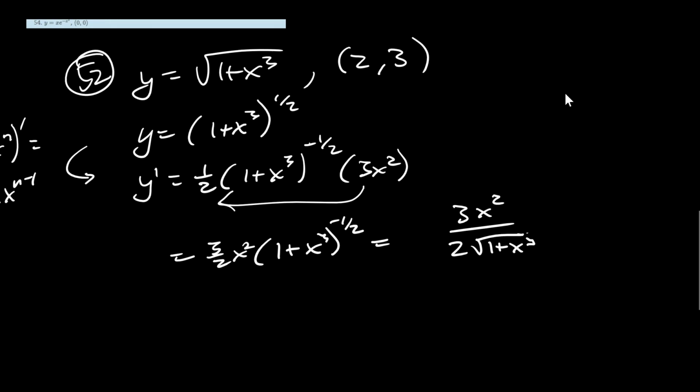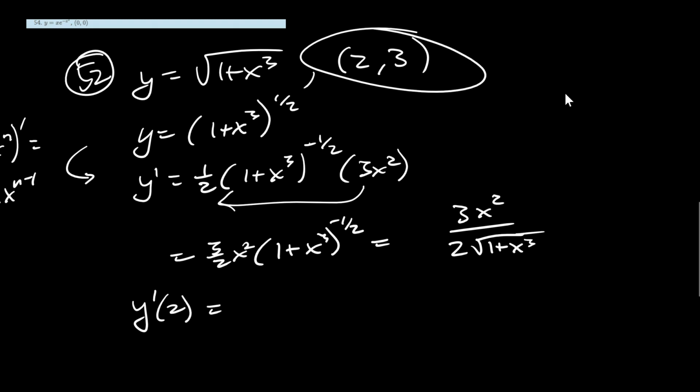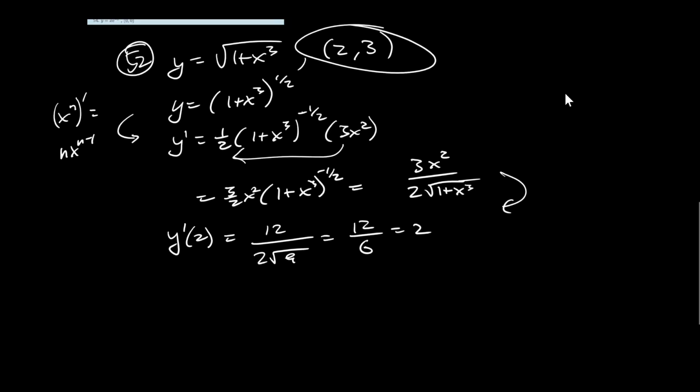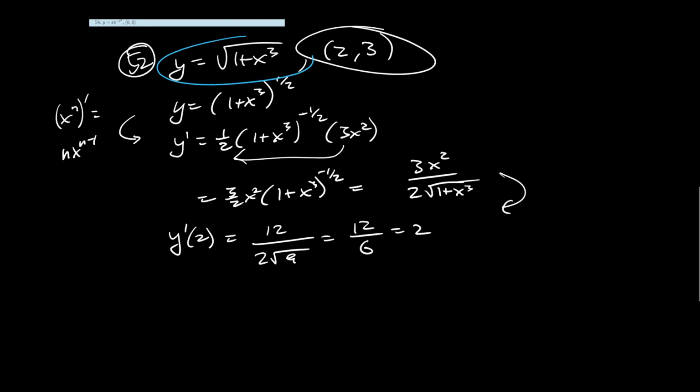All right, so I probably should put more steps in there, but I think you get it. It says at 2, 3, so we'll find y prime at 2. That's going to be the slope of the tangent line. When we plug in 2, we get 12 over 2 square root of 9. So that's 12 over 2 times 3, which is 6 over 6... so this is 2. The slope of the tangent line to this curve is 2.